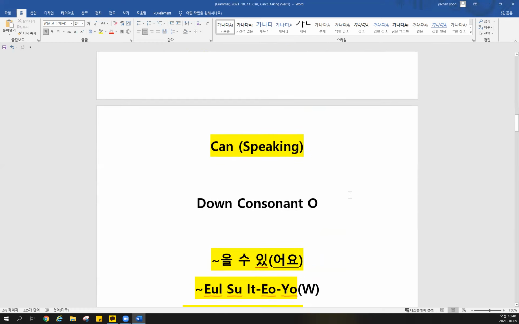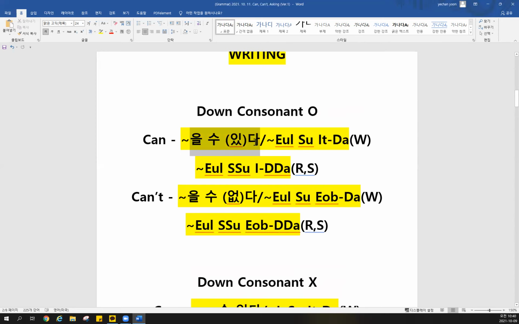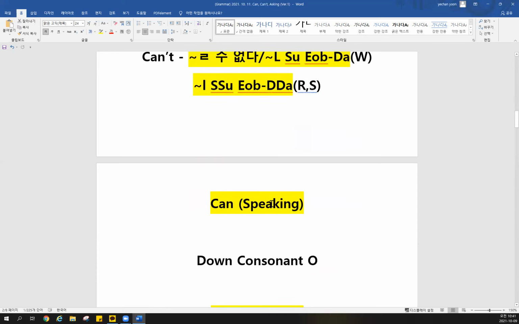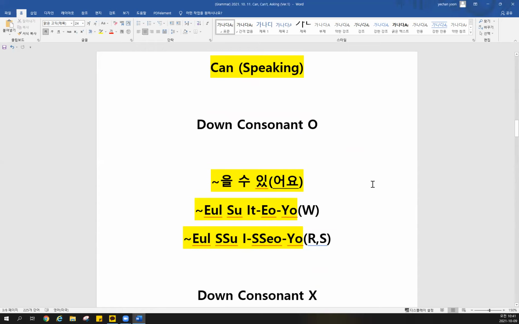How about the next one, can with the speaking? Okay, that was the writing. We usually finish with 다, but with the speaking, we don't usually speak with 다. We usually speak with 어요 or different versions. So this is one example of the word we usually use for speaking. For the can, speaking version, if they have a down consonant, then how can you say it? Blah blah 수 있어요. Writing is going to be 있어요.